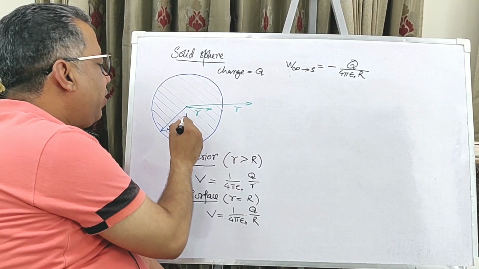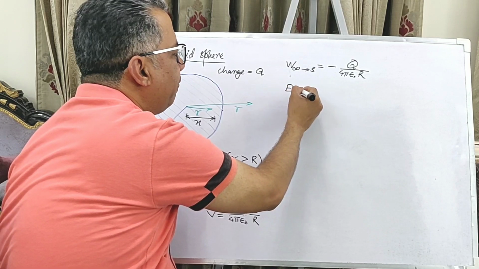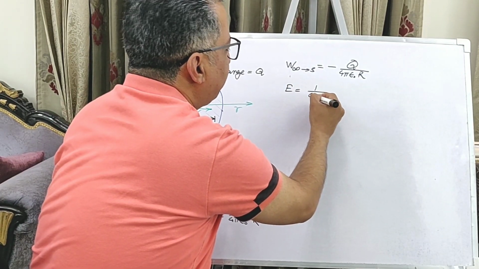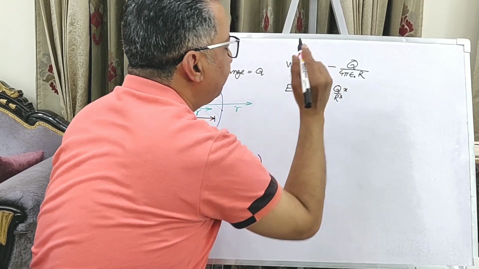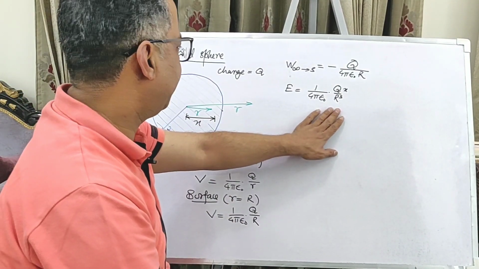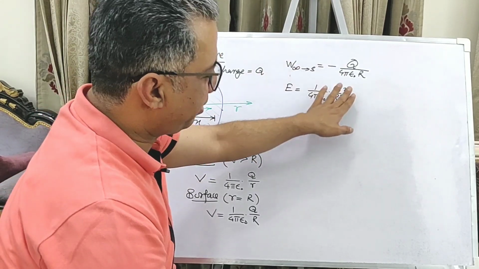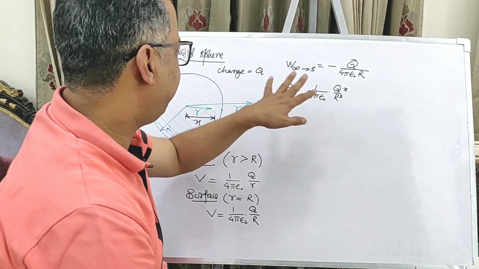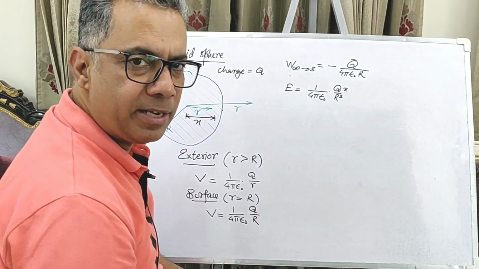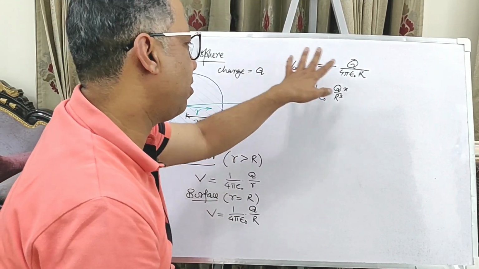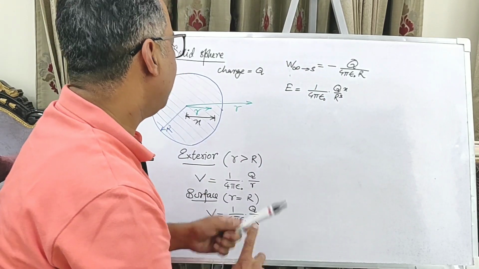Now when we are at a distance x from the center, the electric field will be 1 by 4 pi epsilon naught Qx by R cube. This is the formula for the electric field in the interior of a solid sphere. In case you do not recall this, go back to the video where we discussed fields due to spheres, when we applied Gauss's theorem in calculating the electric field, and see how we arrived at this result. This is the electric field.